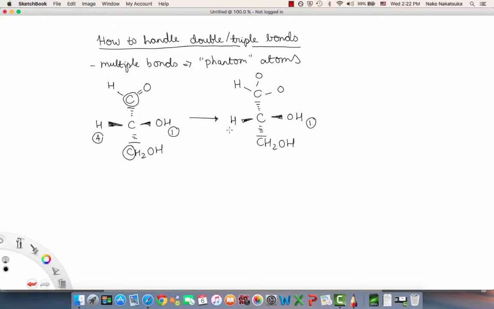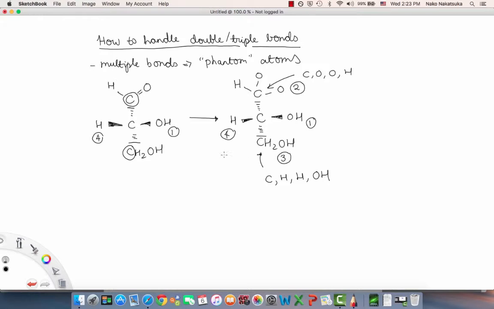So this is 1, this is 4, and in this case, this carbon is bonded to a carbon, oxygen, oxygen, and hydrogen, and this carbon is bonded to a carbon, hydrogen, hydrogen, and then an OH. So in terms of the priority groups, this is going to be higher in priority because it has 2 oxygens versus just the 1 for this carbon. And thus this is going to be second priority and this is going to be third priority.